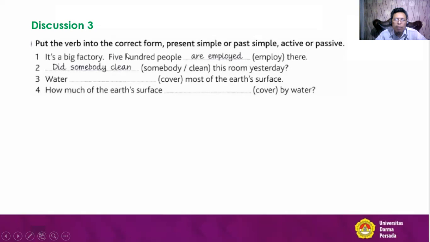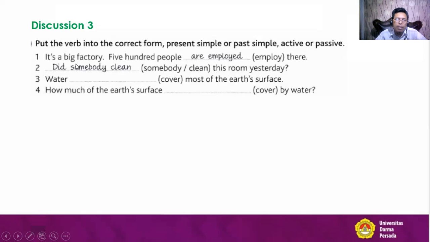We think about 500 people. What happens to 500 people? Oh, are employed. So we have passive, and then this is contextually present. So we have the to be combination of are and then employed.